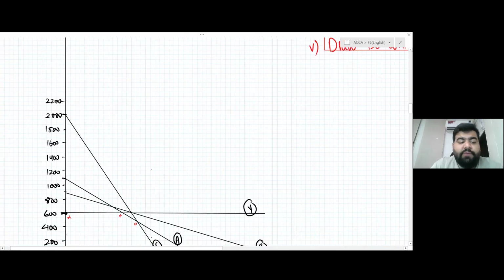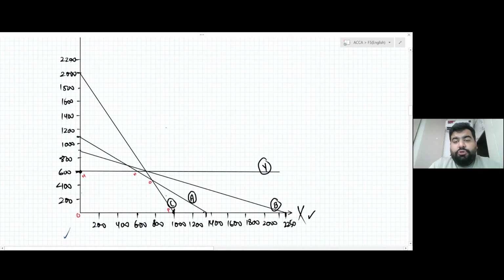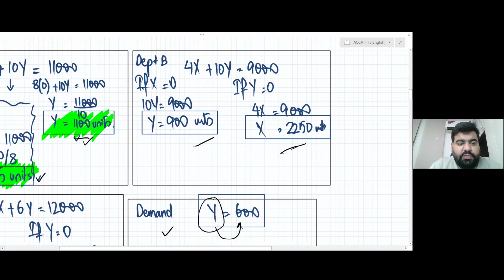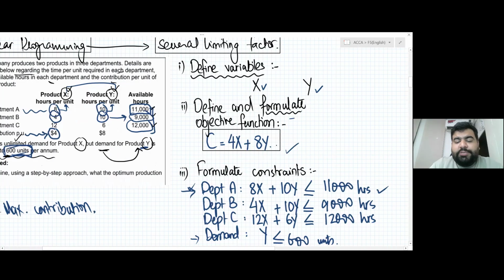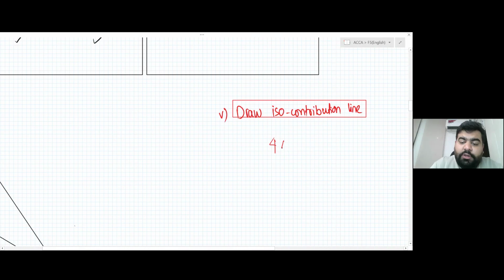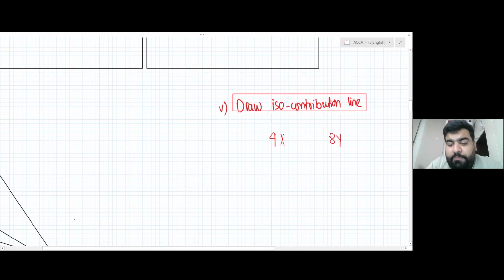We have to draw the ISO contribution line within this limit. But what is it? If you see the question, the contribution is given as 4x plus 8y. For x product the contribution is 4, and for y product the contribution is 8. The ISO contribution states, just listen properly, that we find the units where both contributions are the same. In this scenario, both contributions will be same if we make 2 units of x and 1 unit of y. Why? 4 into 2 is 8, and 8 into 1 is 8.